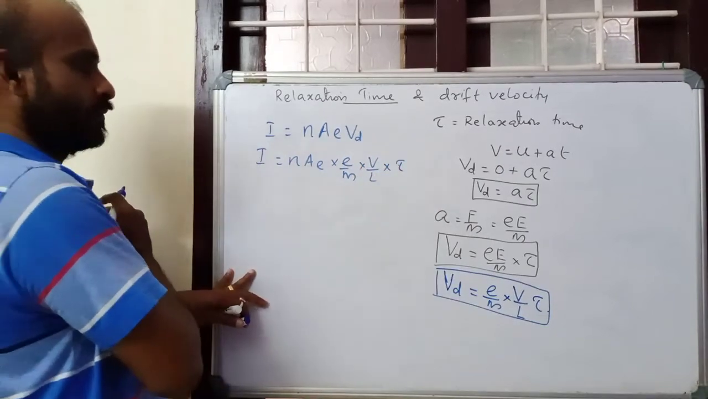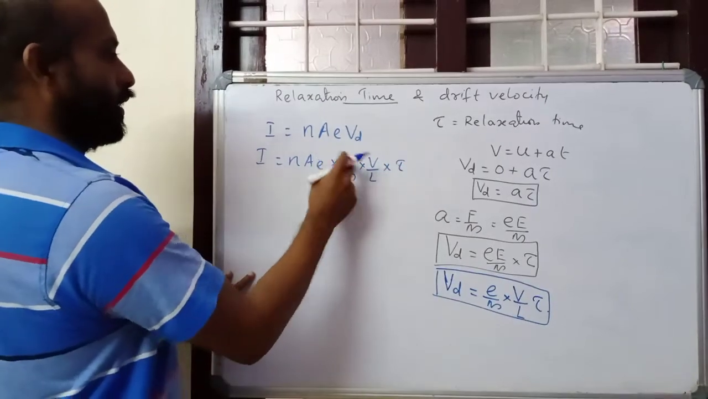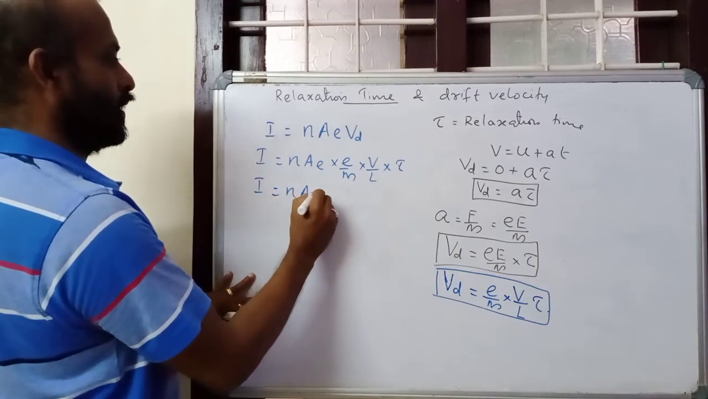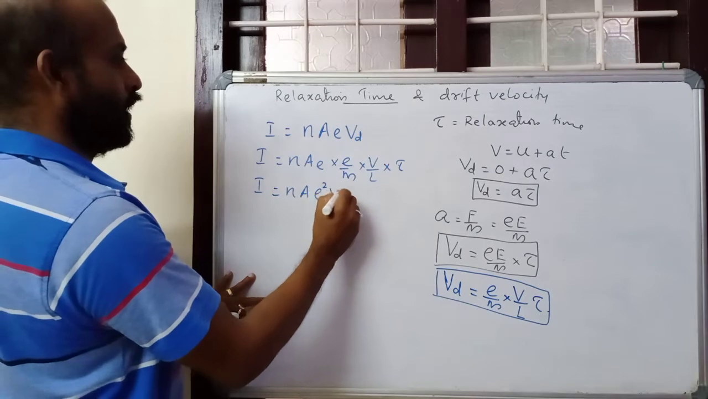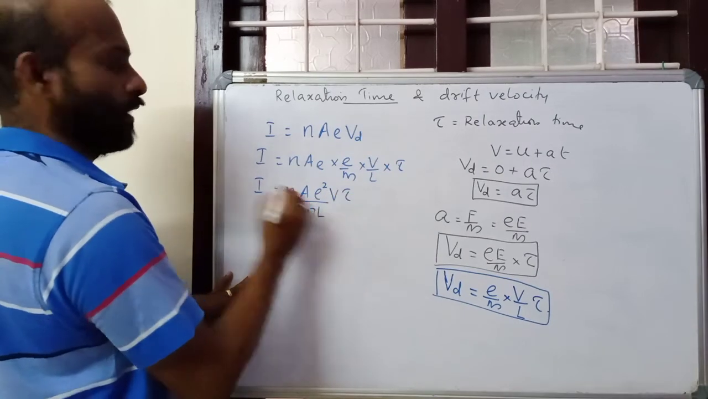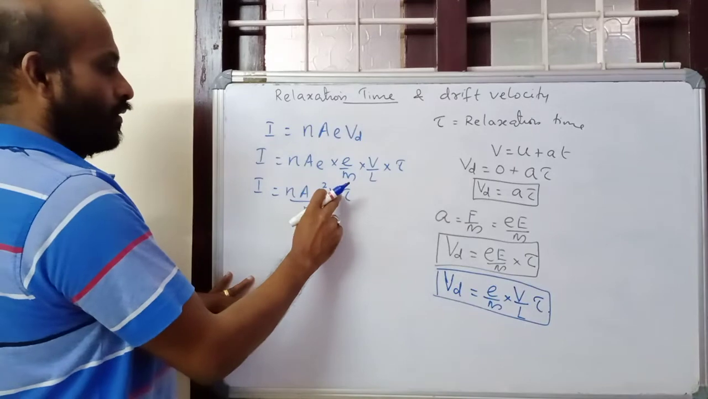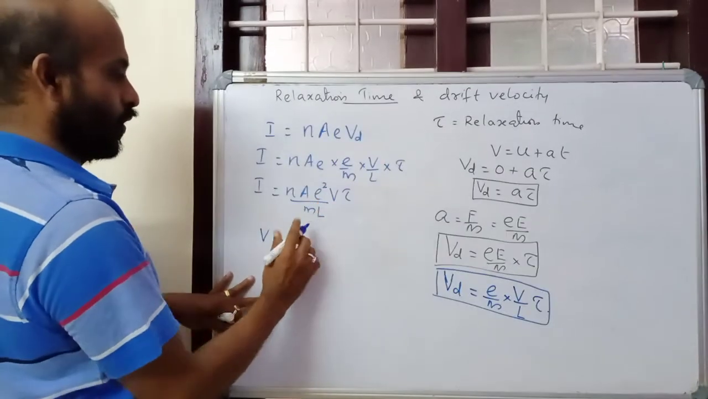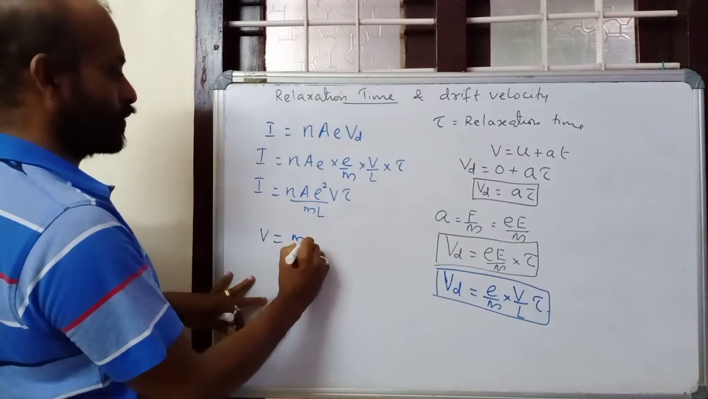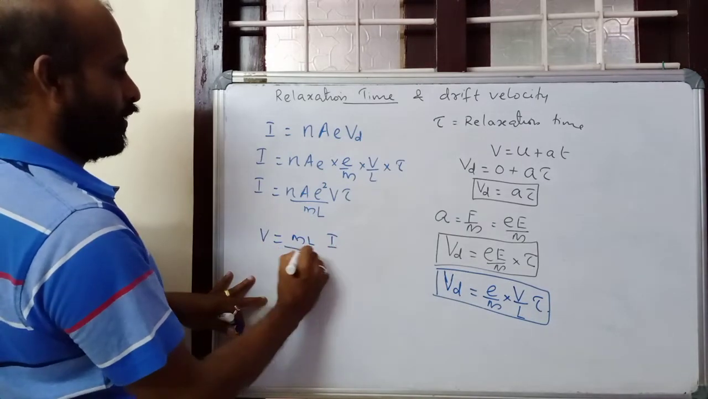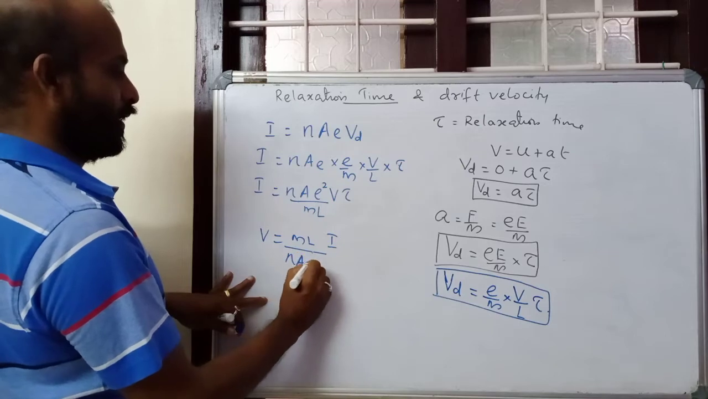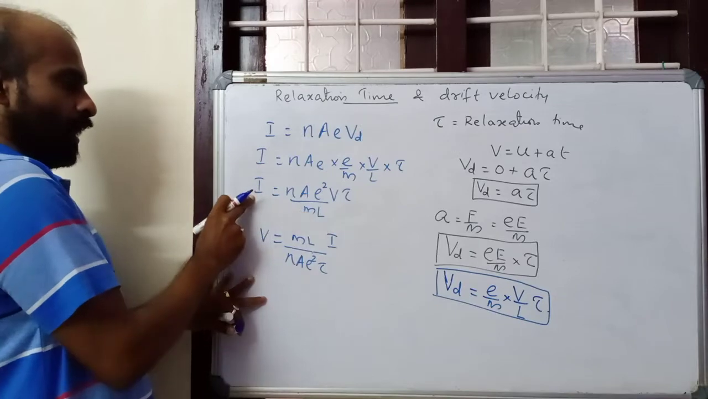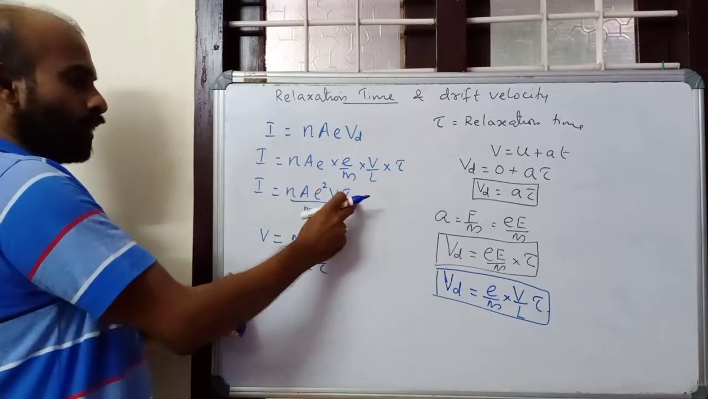We have the equation. Now rearranging this, you will get I is equal to N A e square V tau by m into L. So I am going to take V from this equation. Cross multiplying, V is equal to m L I divided by N A e square tau.